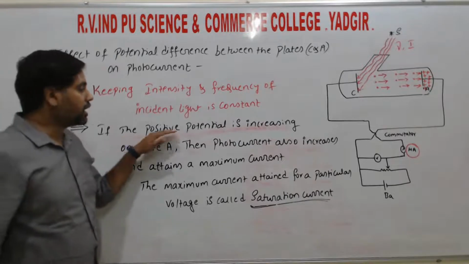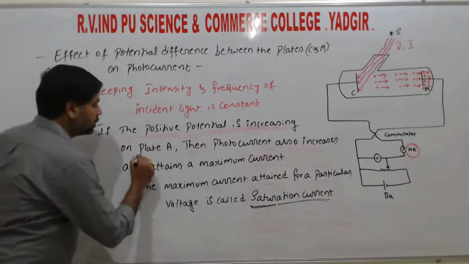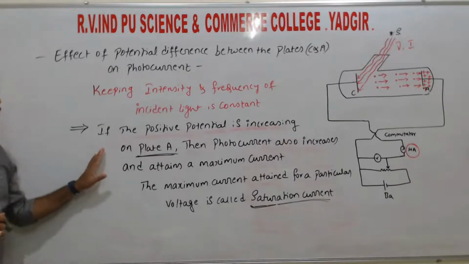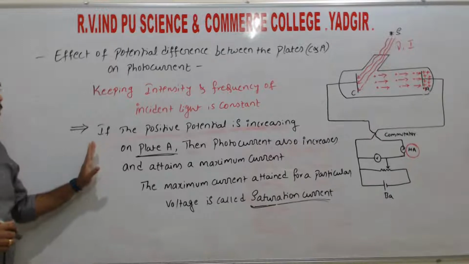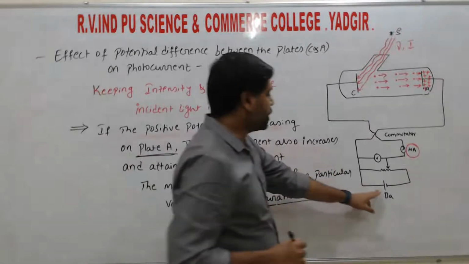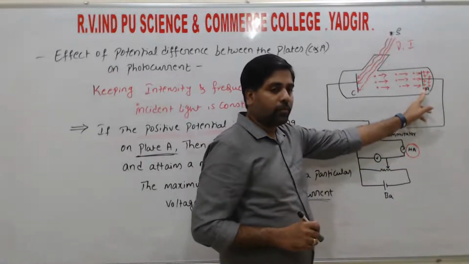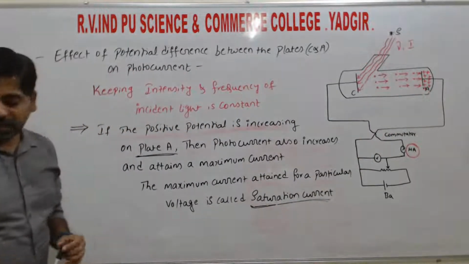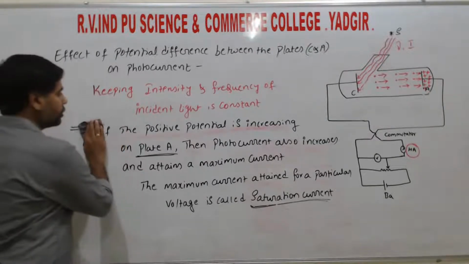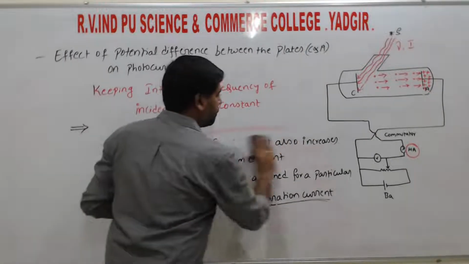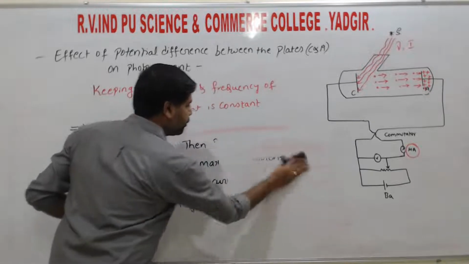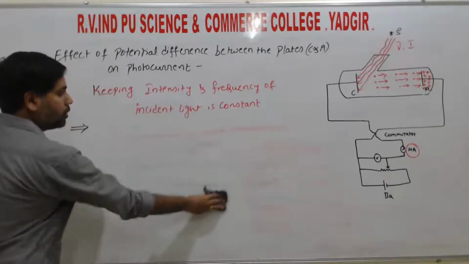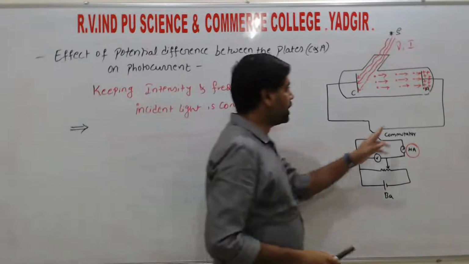So when we connect positive potential to the plate A, right? This one is the first observation when potential is applied to the plate A, right? So next, the second one is, now connect here.